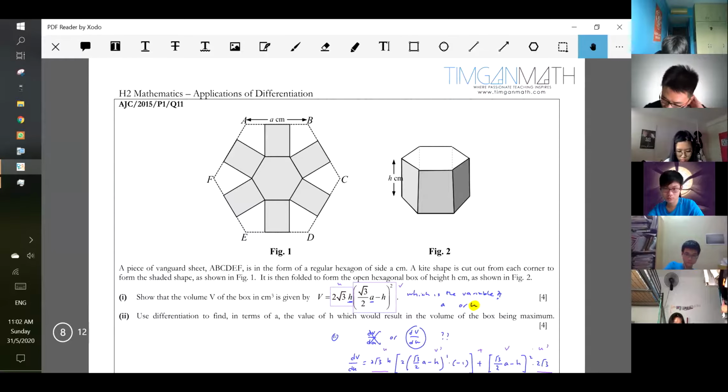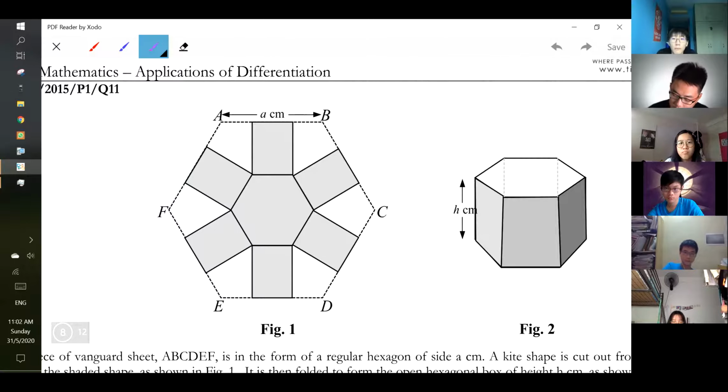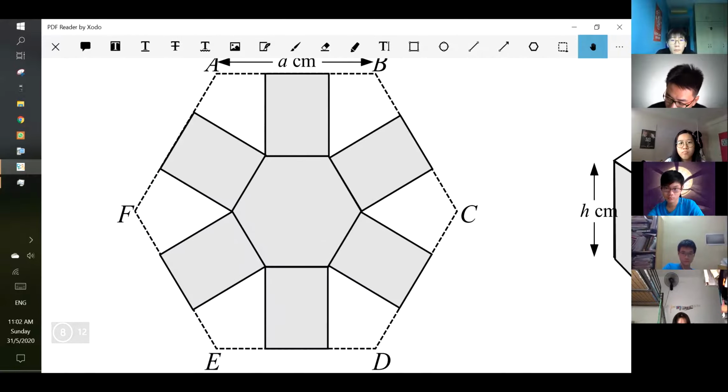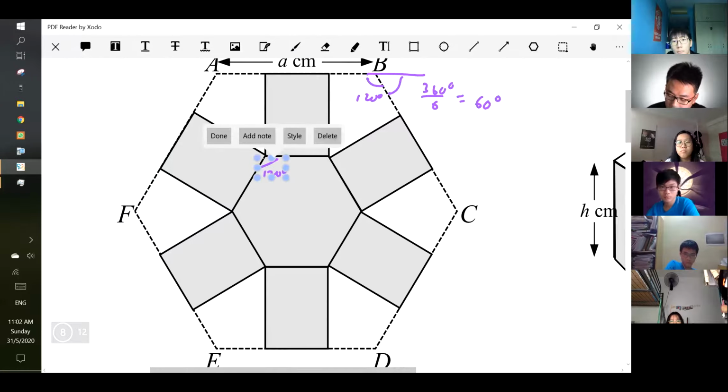Okay, let's look at how we do this. This is a regular hexagon. So in other words, just so you remember, this is actually 120. So the exterior angle here is 360 divided by 6. So it's 60 degrees. So this is 120. So try to understand this part here. So if this is 120, all of these are 120, 120, 120, right?